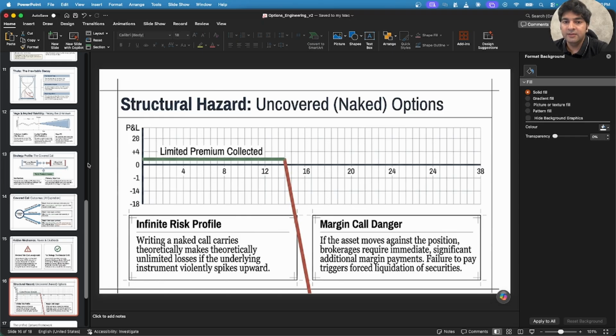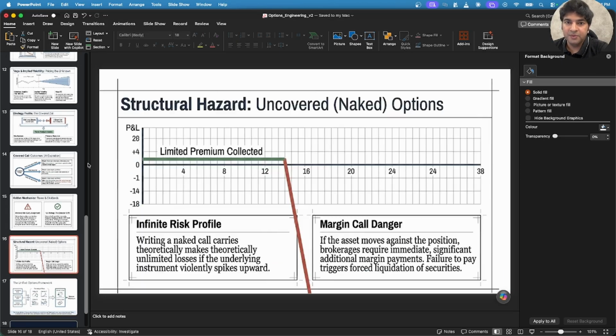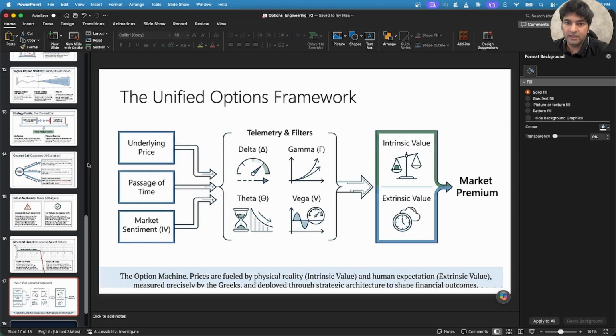And then there could be margin call danger as well. If the price of the asset moves against your position, then the broker requires you to add a margin payment. You need to keep in mind that if you don't pay the amount, a penalty would be levied, and then there could be liquidation of the contract, and you can face some losses as well.